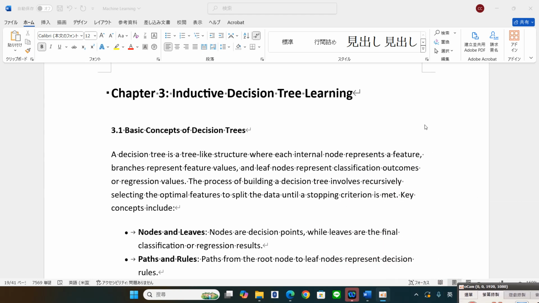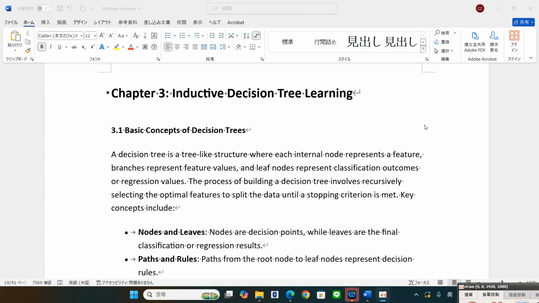Hello everyone. Today we would like to study chapter 3 of machine learning. The title of this chapter is Inductive Decision Tree Learning. So the first section is the basic concept of decision trees.